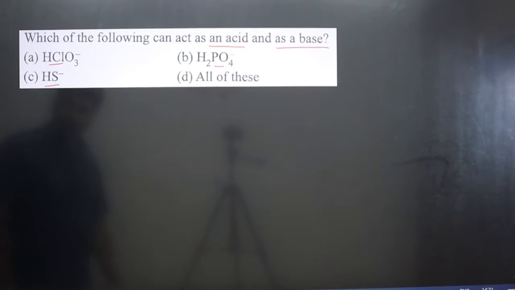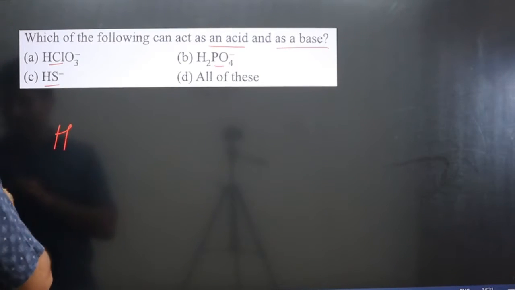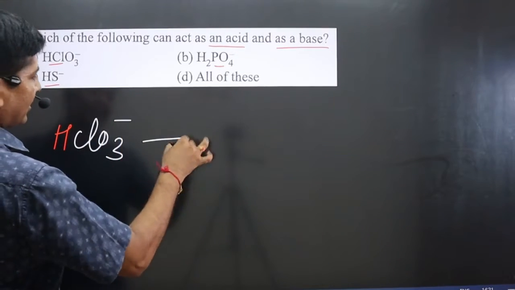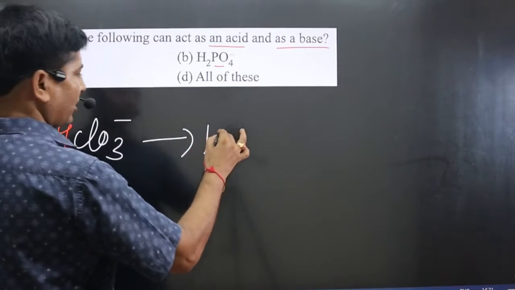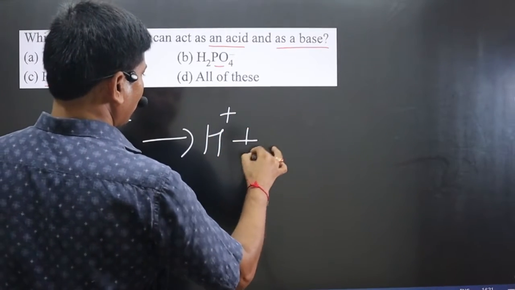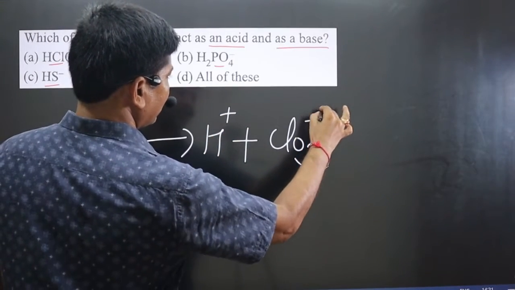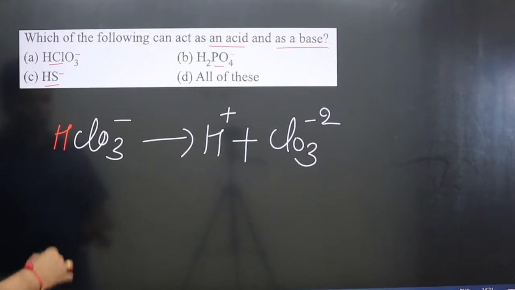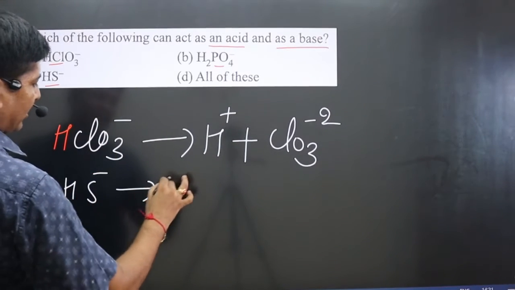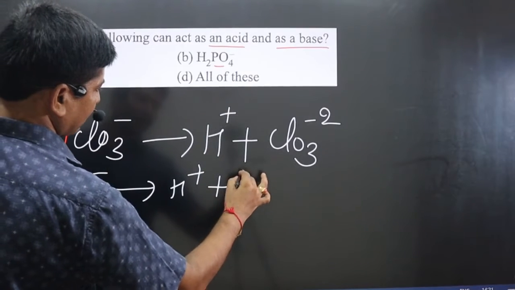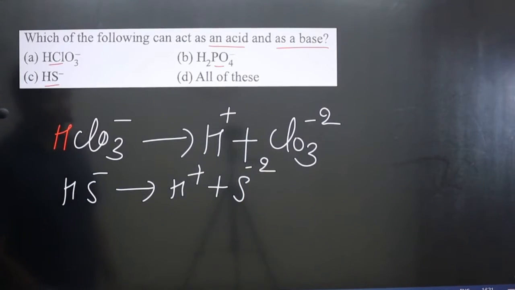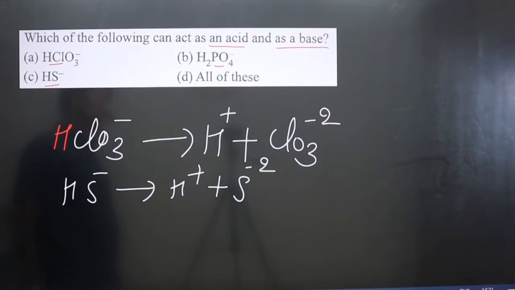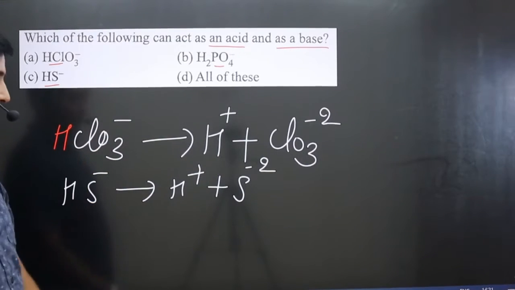Like, for example, if I mention HClO3 minus, if I remove one hydrogen, one more negative charge will develop. This is ClO3 with a charge of minus 2. It can liberate an H plus ion. If we talk about HS minus, it liberates an H plus ion, then it gets one more negative charge. So each substance can liberate an H plus ion and show an acidic character.